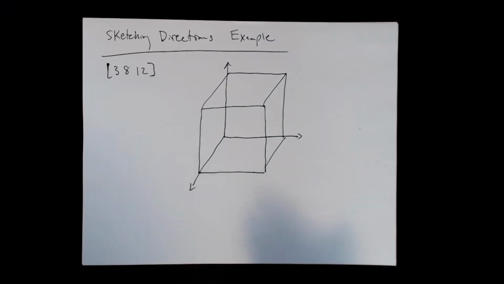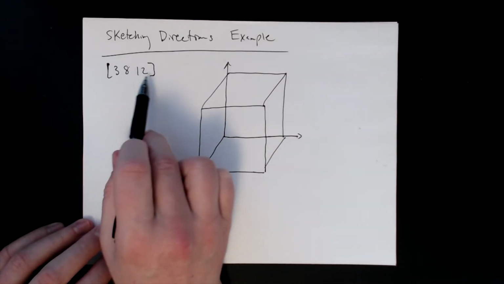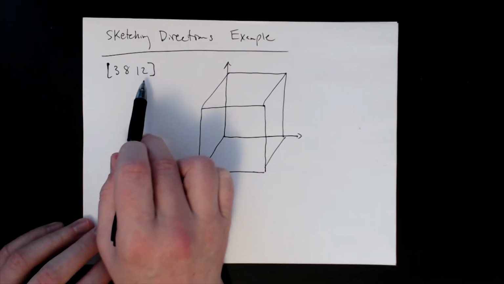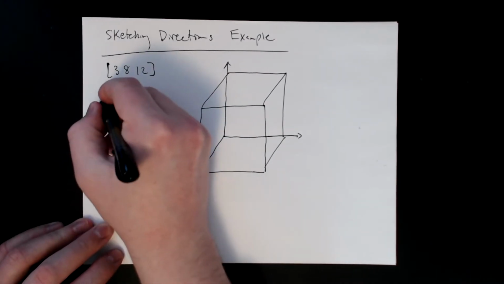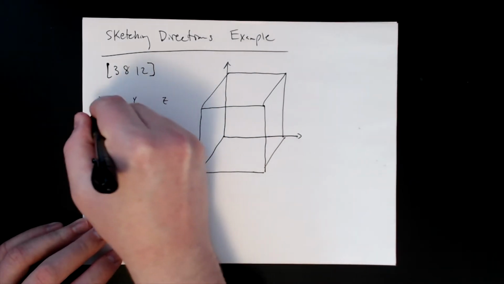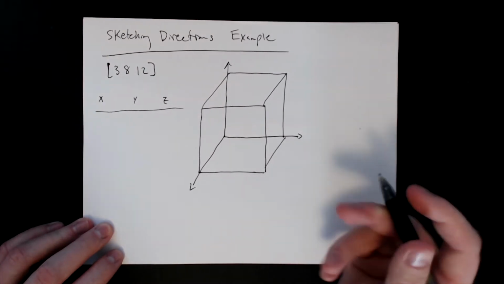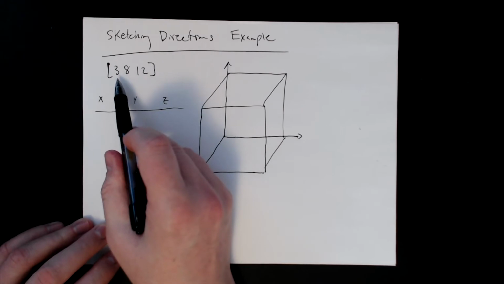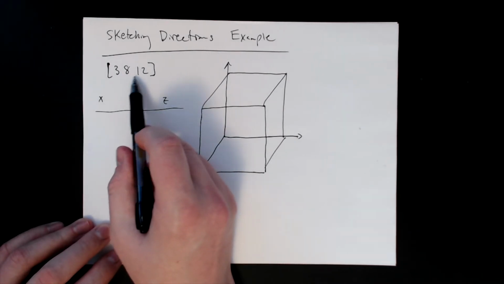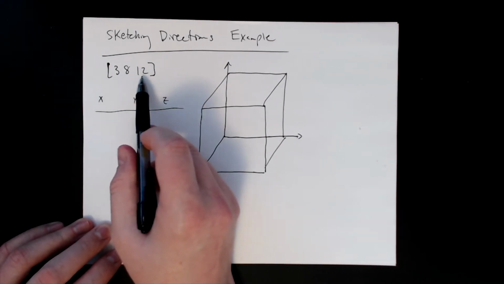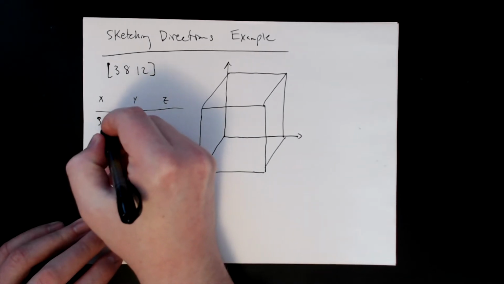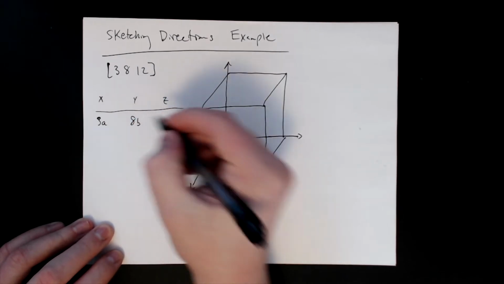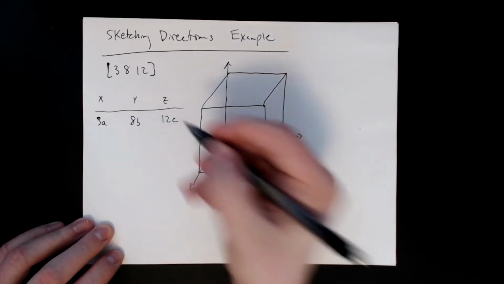All right, so let's work through this example and see if we get the same thing. We're trying to sketch the 3, 8, 12 direction. Like I said before, I always like to make little tables to keep track of my work, even if it seems like a simple calculation. The first step in the procedure is to extract the indices and put them in terms of a, b, and c. So I have 3a, 8b, and 12c.